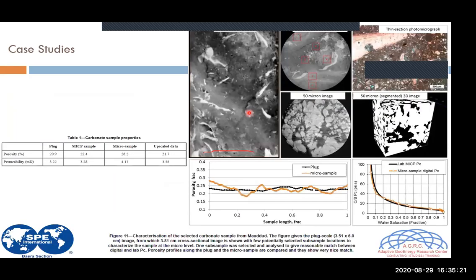Here, as a result, in the carbonate selected sample, we could take a look at the results in the thin section analysis from the higher resolutions. As you can see here, a cube that we selected, and we perform the plug and the micro-sample analysis in a way that you can try to correlate both of them along the sample length.